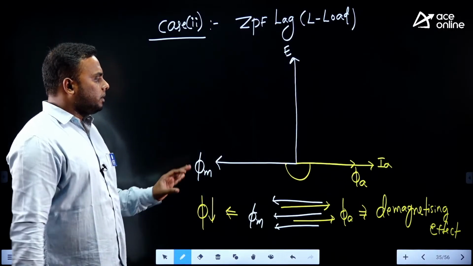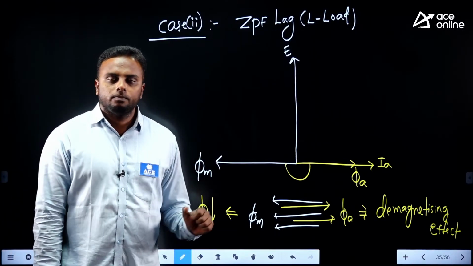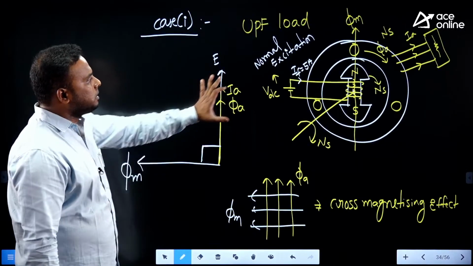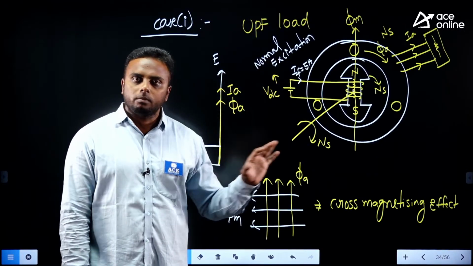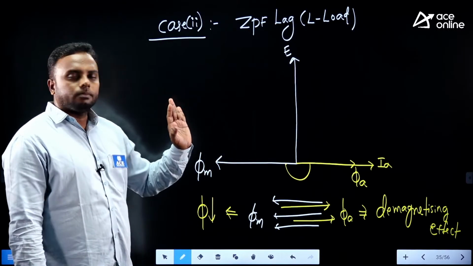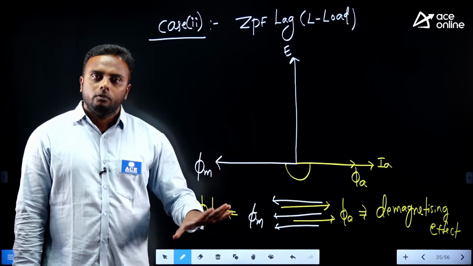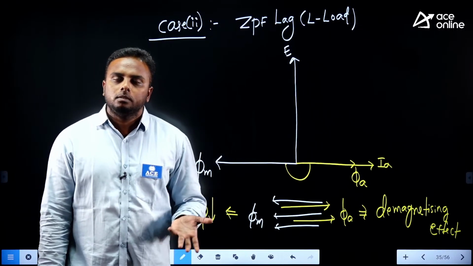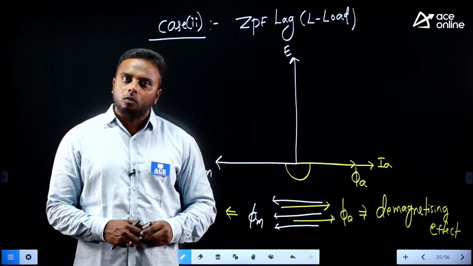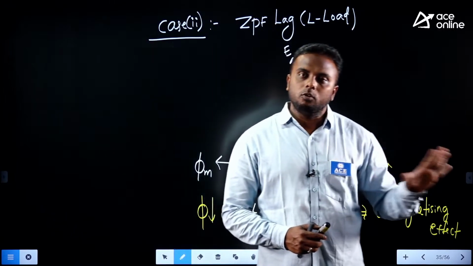Now finally, if you want to compensate this problem, what we need to do? Previously I said it is normally excited. Normal excitation under UPF load. Now what happened under inductive load? Demagnetizing, flux in the alternator decreases. Whenever flux decreases, voltage decreases. Proper voltage will not be maintained at the load. Suppose the load requires the same proper voltage to be maintained.